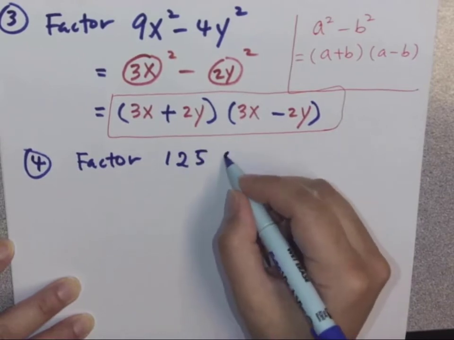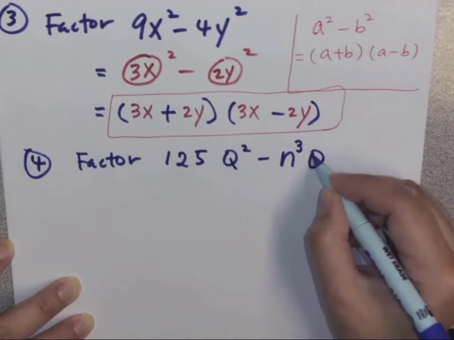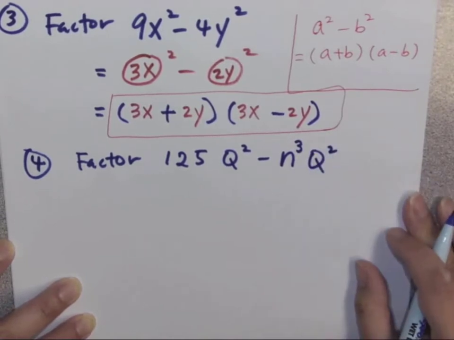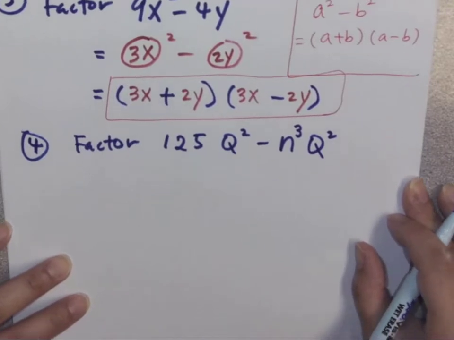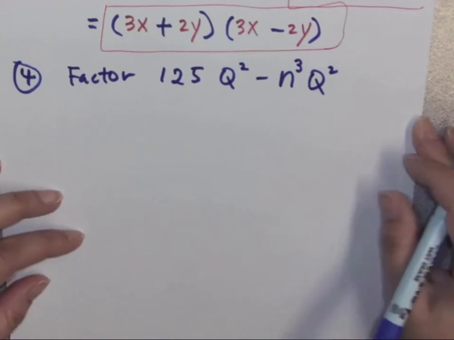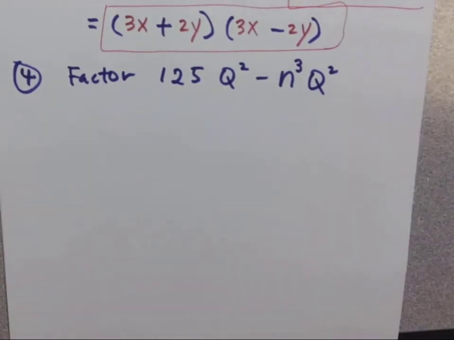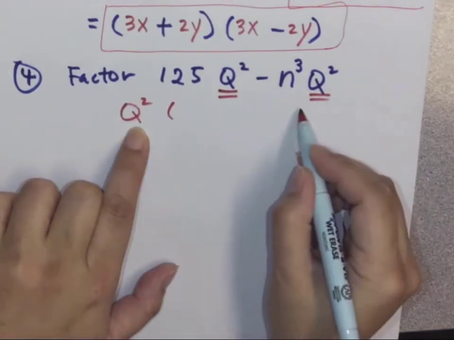125 n cubed squared minus n cubed squared... So this looks like a difference, right? Is it difference of 2 squares or difference of 2 cubes? I heard 2 squares. But I also have this guy here, cubed. Do they have anything in common? Yeah. What is it? The cube squared, right? So we pull out the cube squared. It's going to hang out there for a little bit.